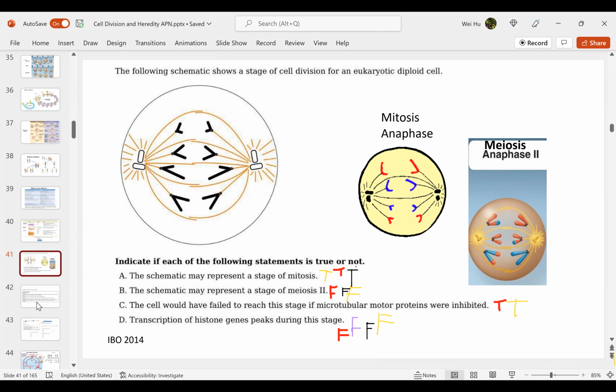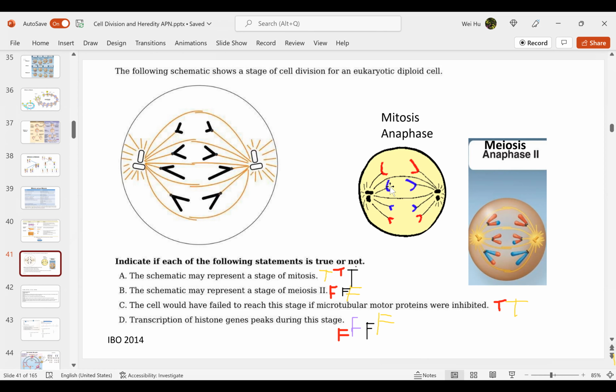So you know why? See this one? So this is a picture. Okay, this is picture. So you can see 1, 2, 3, 4. So they ask you whether it's anaphase of mitosis or is anaphase of meiosis. So how can you see the difference?